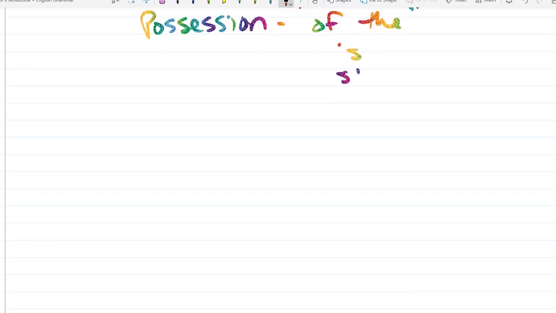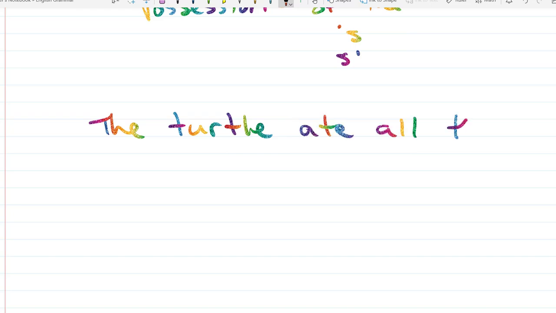So how does all this look in a sentence? Well, we need our subject first. If I gave you a basic sentence of the turtle ate all the grapes, or just make it even less, the turtle ate grapes, right? If we had this basic sentence, we need to find our verb, and here's our verb right here. Boom. Verb, ate.